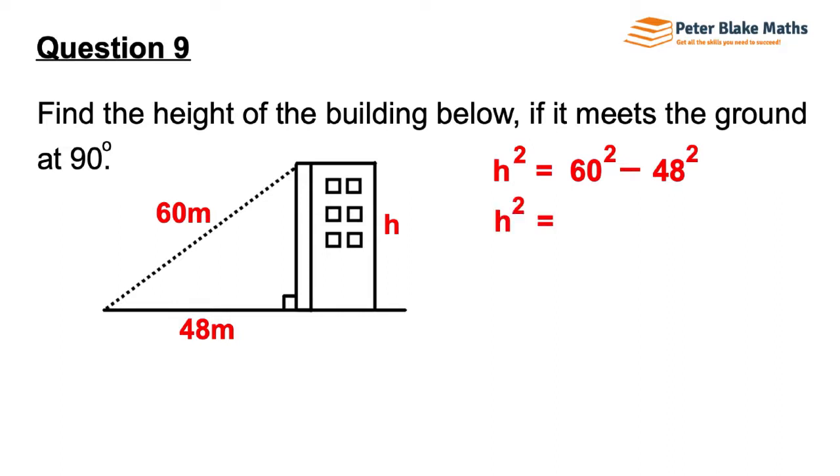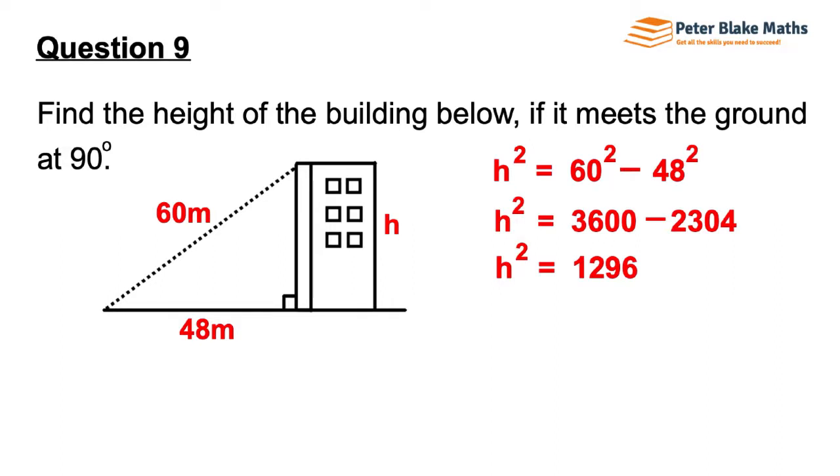Alright, to work that out, we've got h squared. 60 squared is 3,600, trust me, and minus 48 squared, which is 2,304. You can check me on your calculator there. And we'll join those two numbers on the right hand side to make h squared equals 1296.